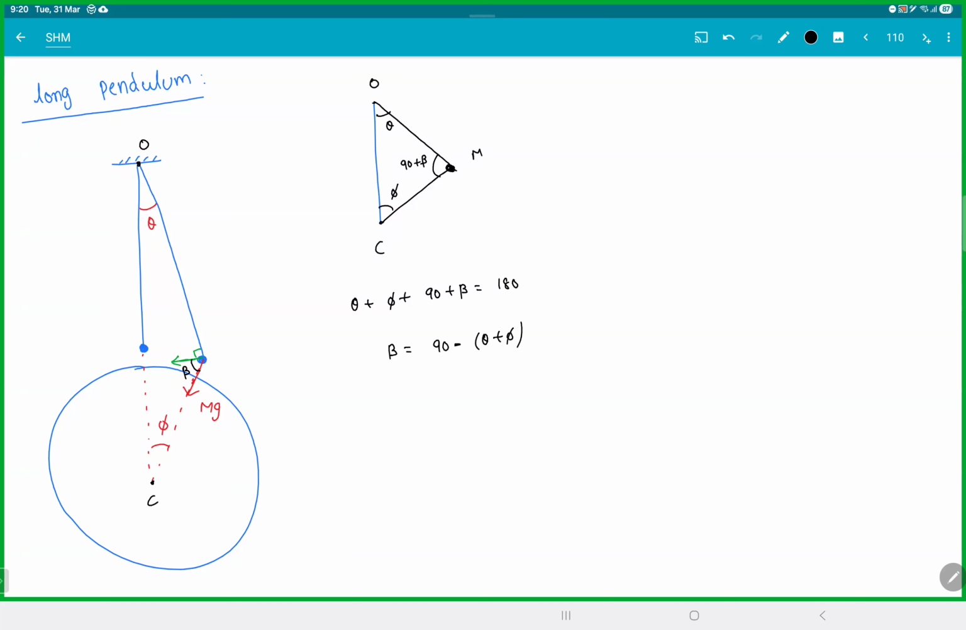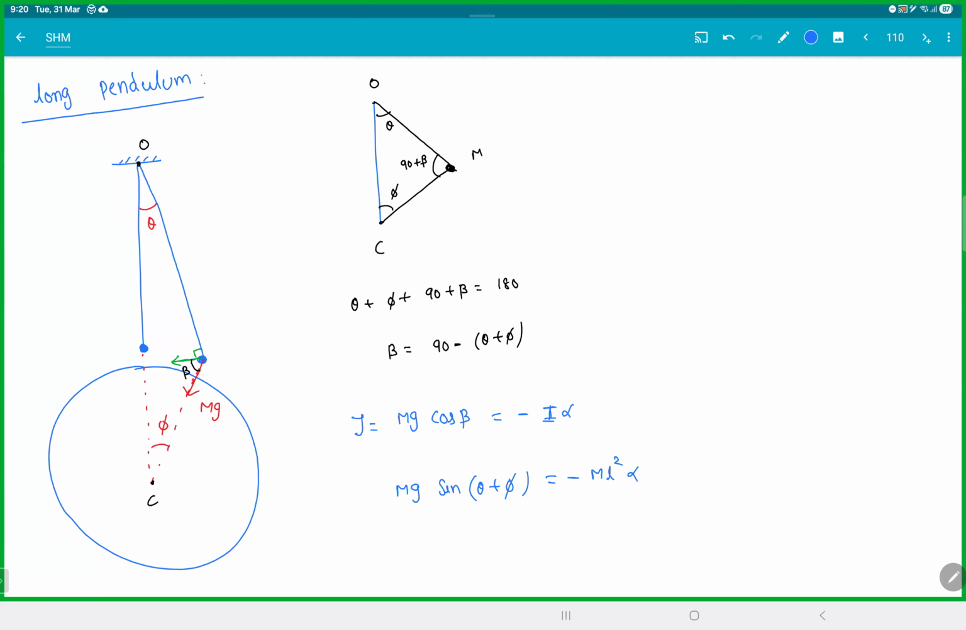Perfect. So what's the restoring force here? So the torque is mg, the component of that will be cos beta. That's your restoring torque, equal to minus I alpha. That would be sine of (theta plus phi). I is nothing but ml square because it's a small particle.